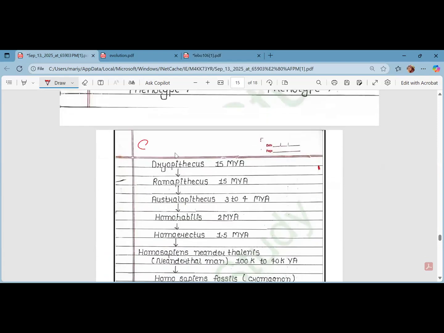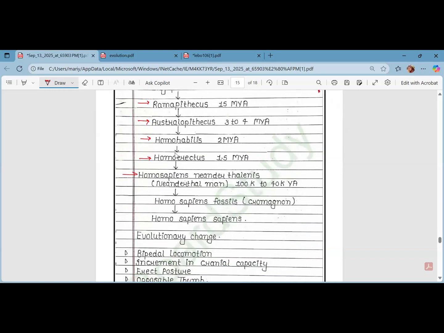After that, we come to the last topic of this chapter, that is the evolution of man. When we talk about the evolution of man, so early men and how today's man is, that is what we're going to study. So what are the basic names of those groups of man-like organisms? There's Dryopithecus, Ramapithecus, Australopithecus, Homo habilis, Homo erectus, and lastly, we are Homo sapiens, right? These are the ones that we are.